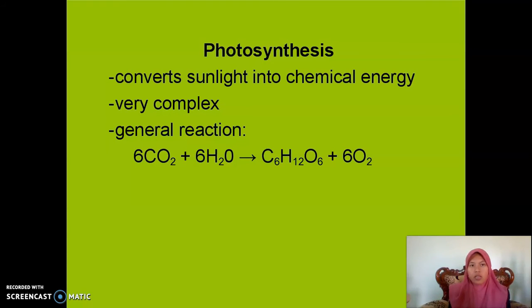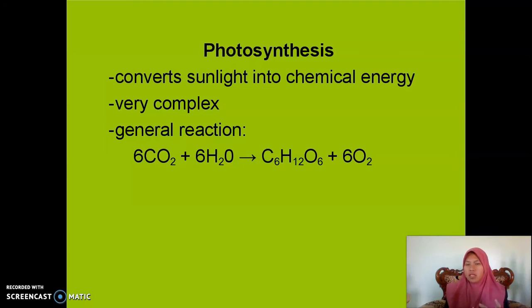So briefly, photosynthesis is a process that converts the sunlight that it receives through chlorophyll and during the process inside plants, it will convert into the chemical energy. And it is a very complex reaction because at the same time of this happening, other processes are happening as well, and that fits to each other processes. So that's why it's very complex.